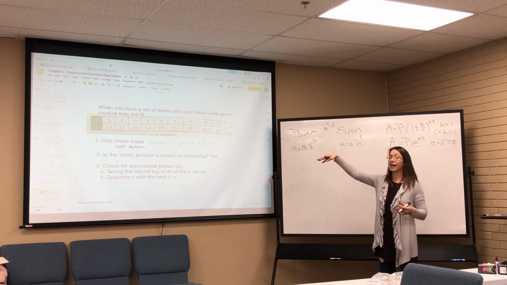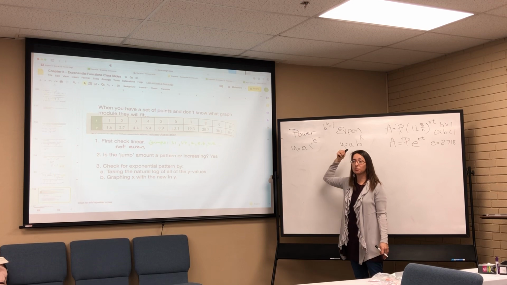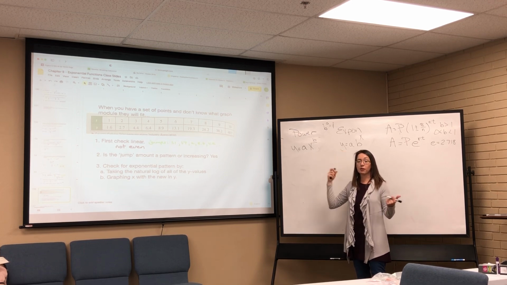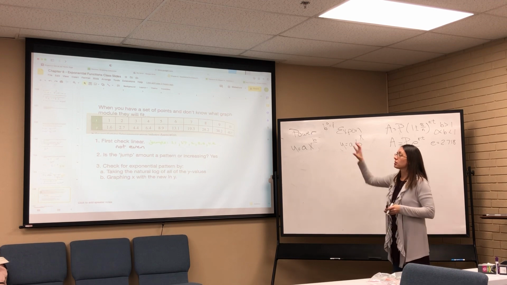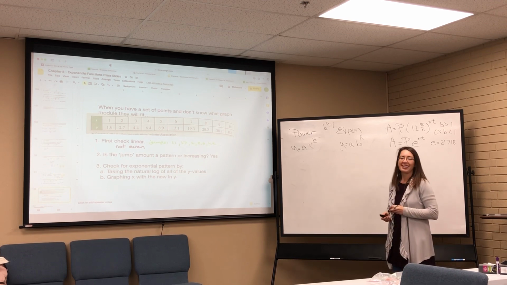So when you've got data, you're looking at it and going, I don't know if it's a power function or if it's an exponential function. Is it growing by the same amount every time, or is it growing by the same percent every time? Those are two different function types. So there's a special way, and we're just going to talk through it. You don't have homework on this one.